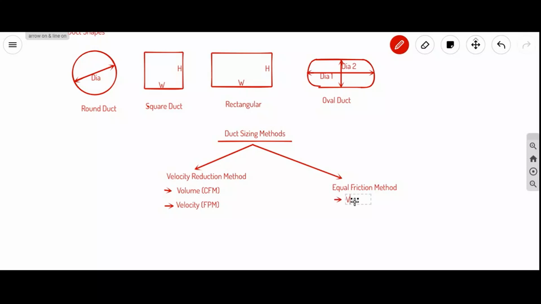Here we have velocity. In the equal friction method, we also need volume, which is CFM, and we need friction. We take it in terms of inches of water gauge per 100 feet.